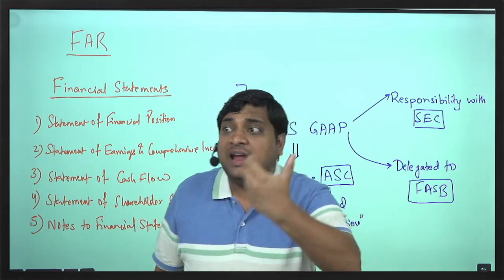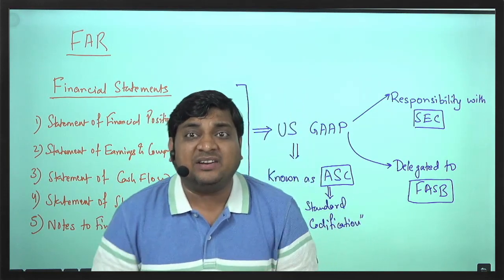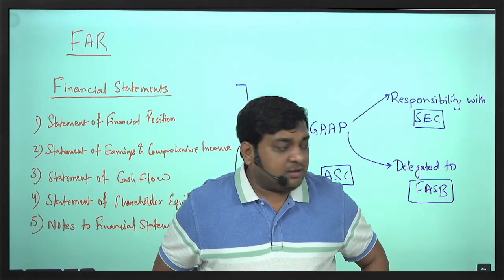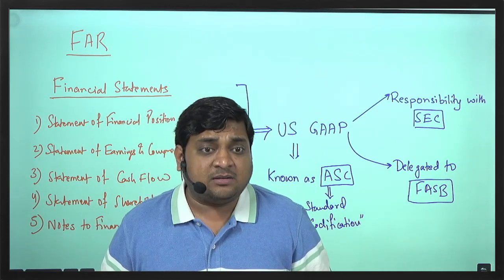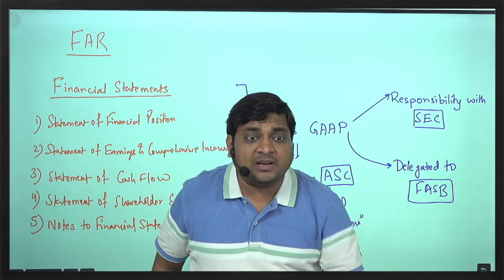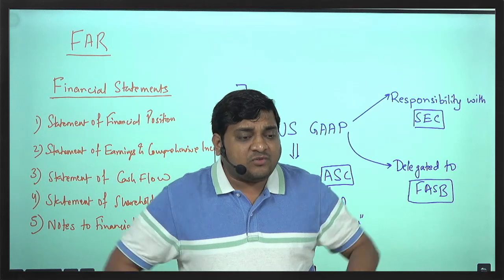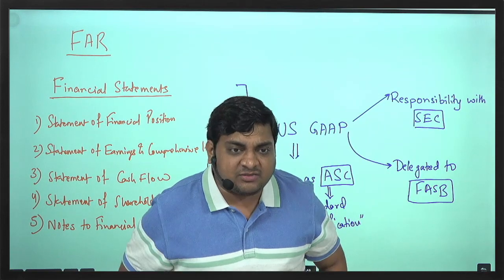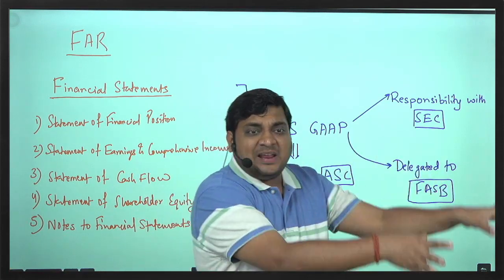Only items, only activities which are measurable in terms of money, only those activities will be recorded. Right? No other activity will be recorded. There are so many activities which cannot be measured in terms of money, so that won't find any place in the books of the business. That is money measurement concept. So we have separate entity, which says business is different from owner. So only business related transactions will be recorded. No other transactions will be recorded. My personal expense, my personal income won't find any place in the books of the business.